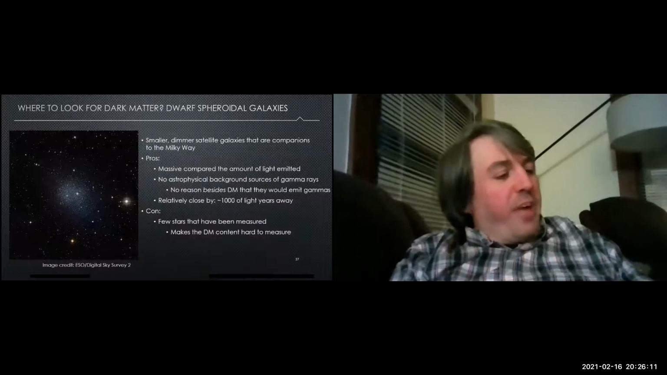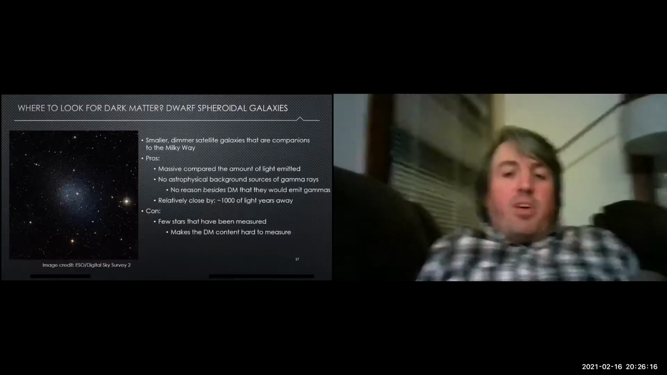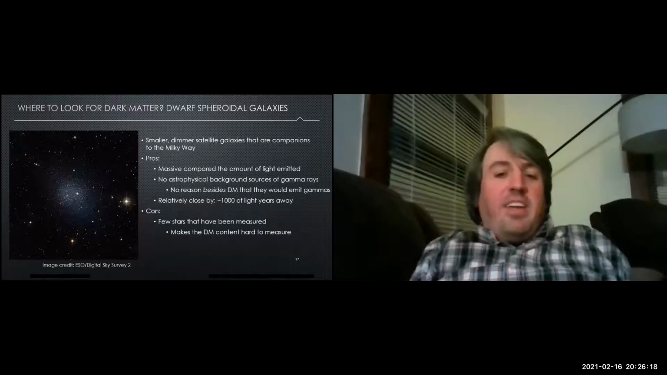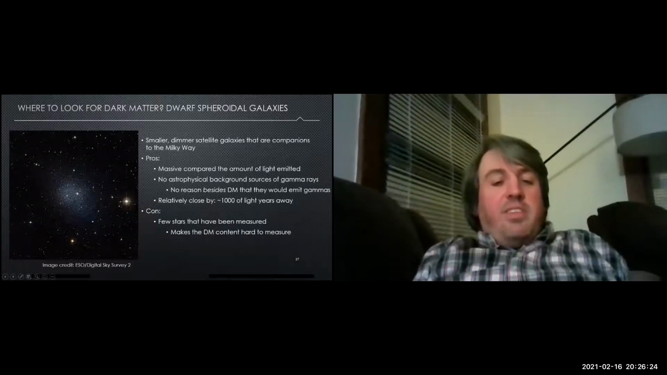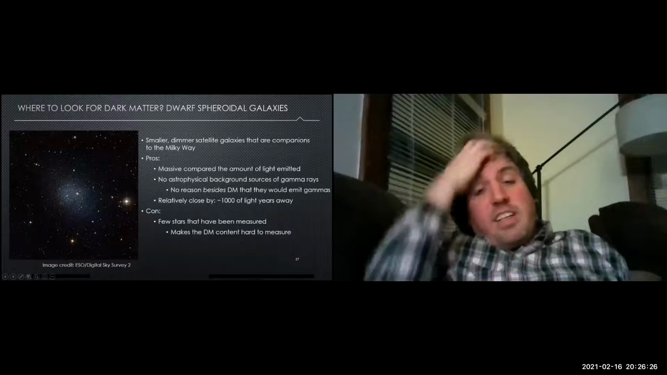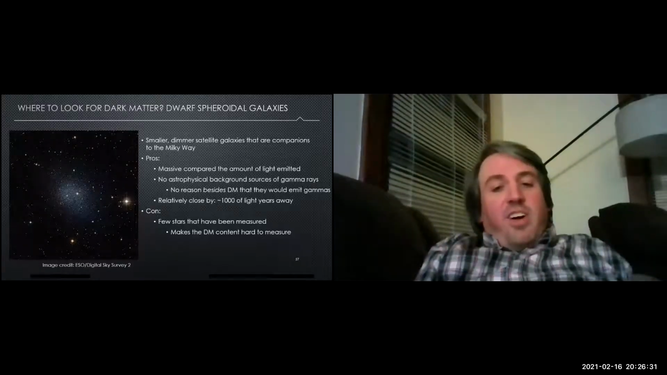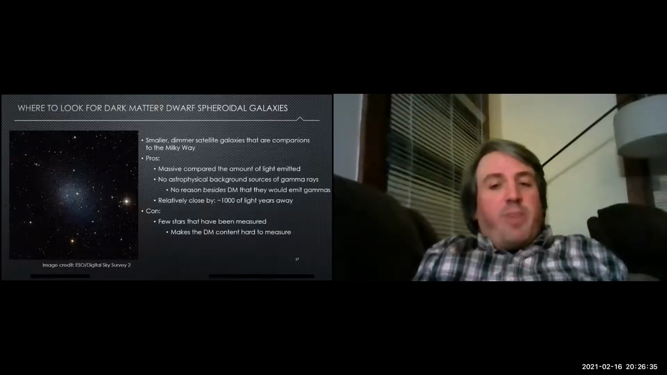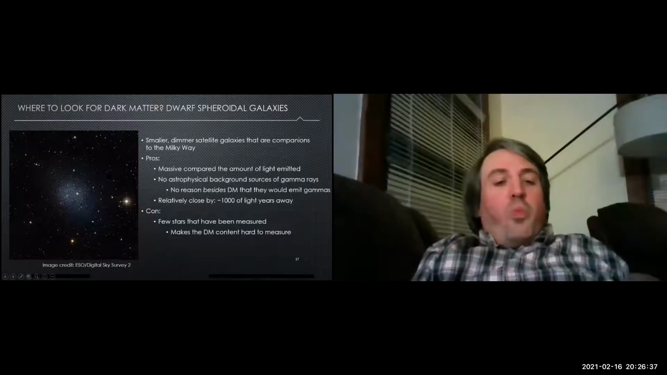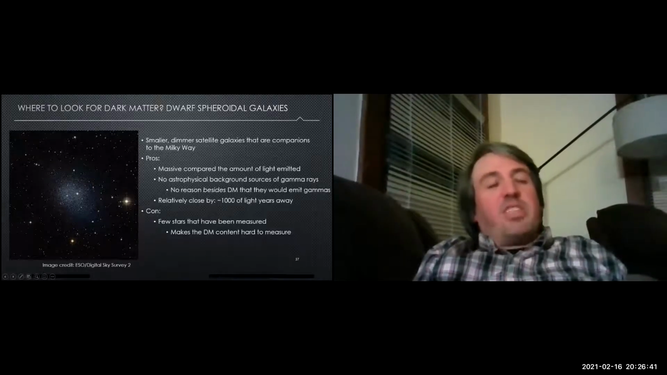Back to dark matter. Where do we actually look for it? Dwarf galaxies. These are smaller, dimmer satellites of the Milky Way, basically. Each of these places that we look for it has pros and cons. The pro of a dwarf galaxy is that there's not much of an astrophysical background. We have no reason to think dwarf galaxies would produce gamma rays on their own.